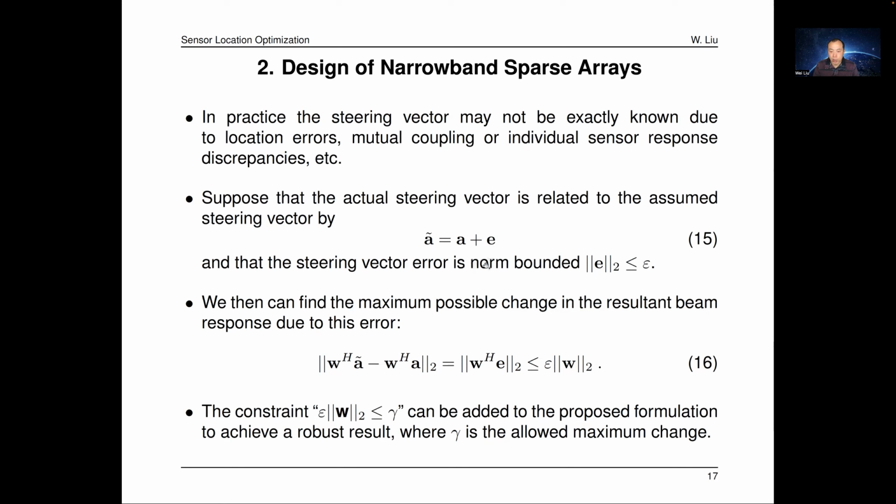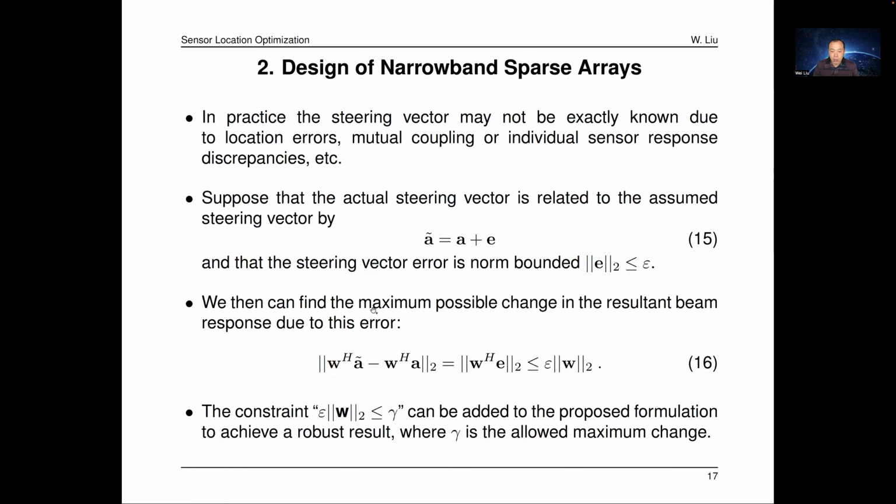And we assume E is norm-bounded. So the L2 norm of this error vector is smaller than or equal to this epsilon. Again, epsilon is a small value. We assume you can derive this epsilon based on your knowledge about these errors.